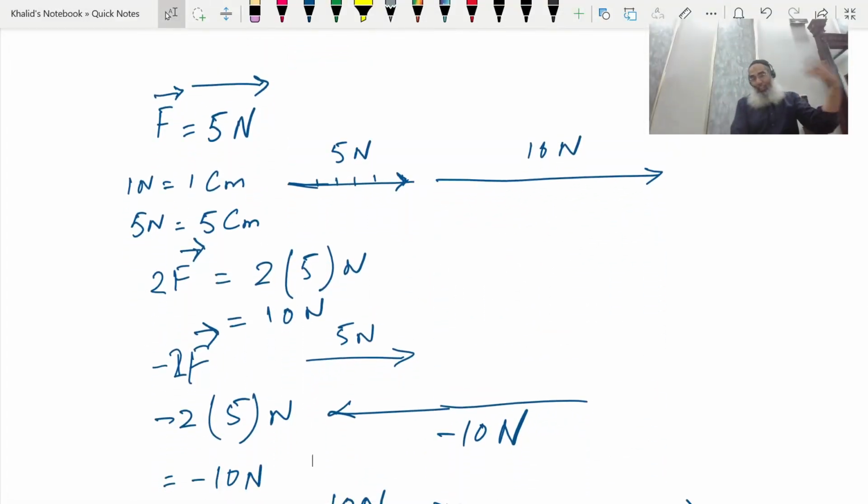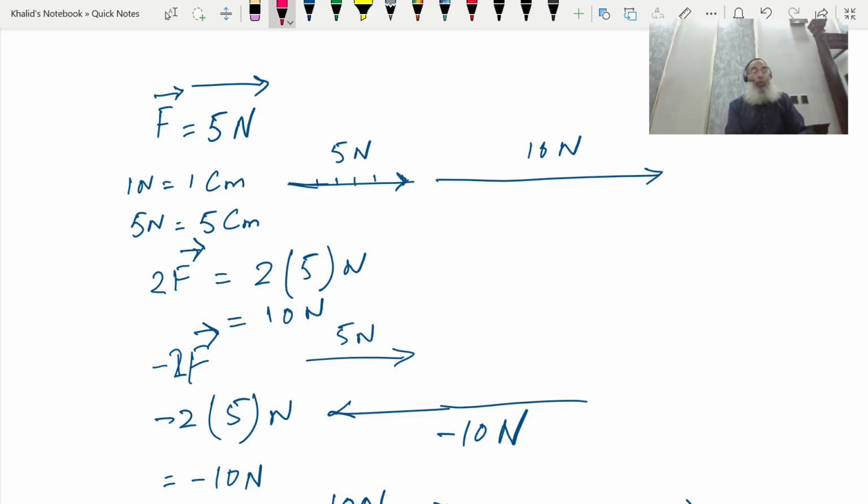You can actually go to that lesson and hear the detail, but here we are only summarizing it. And then this is a 5 Newton force. I would describe it graphically by a line, with the arrowhead at this end. So 1 Newton is equal to 1 centimeter, that is our scale. So 5 Newton is equal to 5 centimeters.